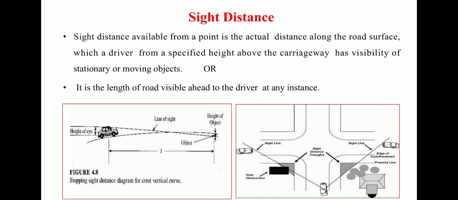So here in the figure you can see that if you are moving along the road, this is the height of the eye where the driver will be sitting. Depending upon the height of the eye, he should be able to see, that is the line of sight. If there is a curve portion, s is the distance between two objects, and he can still see the object. There is an object here with a height, and the height of the eye should be such that he is able to see the object properly.